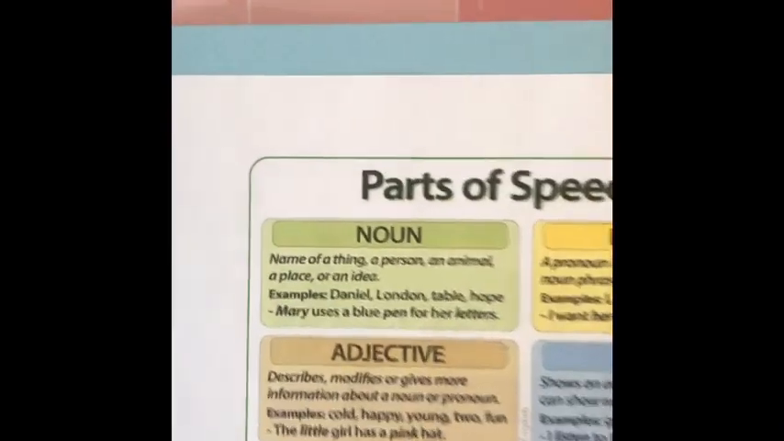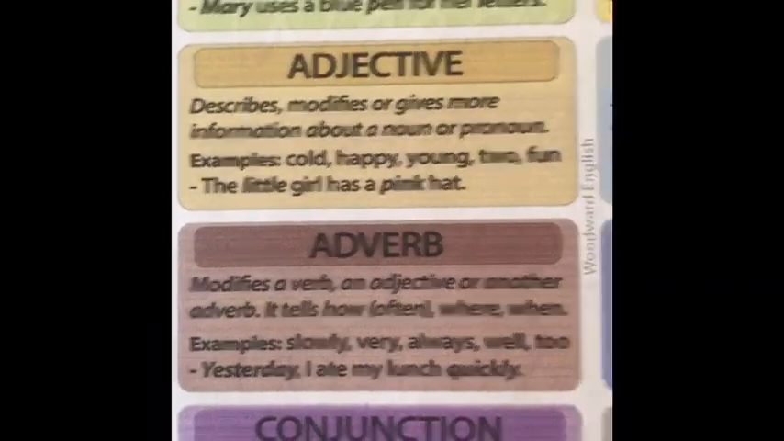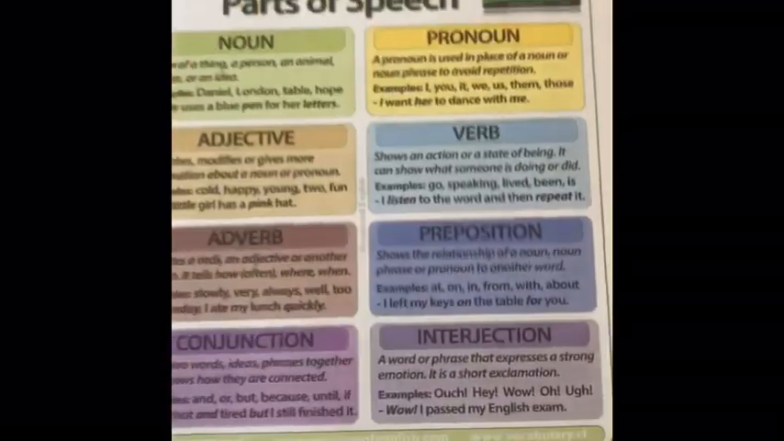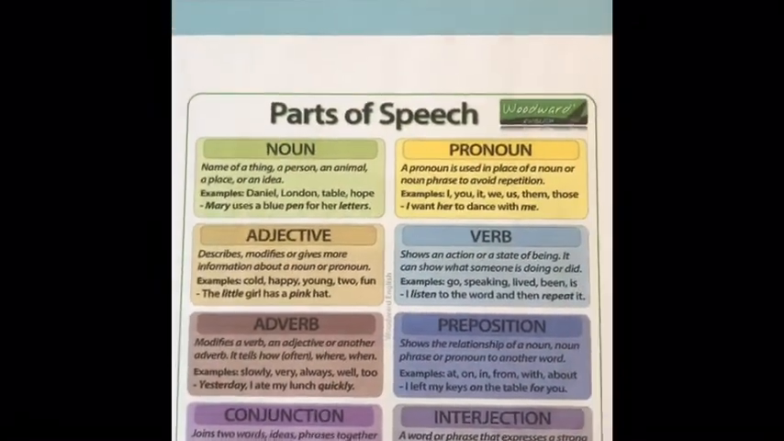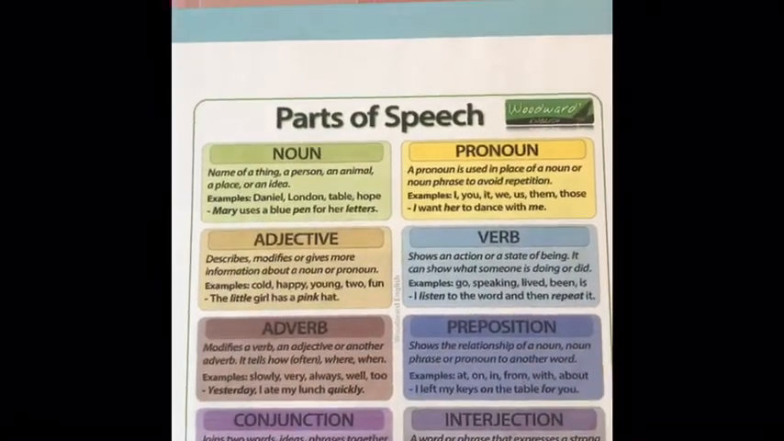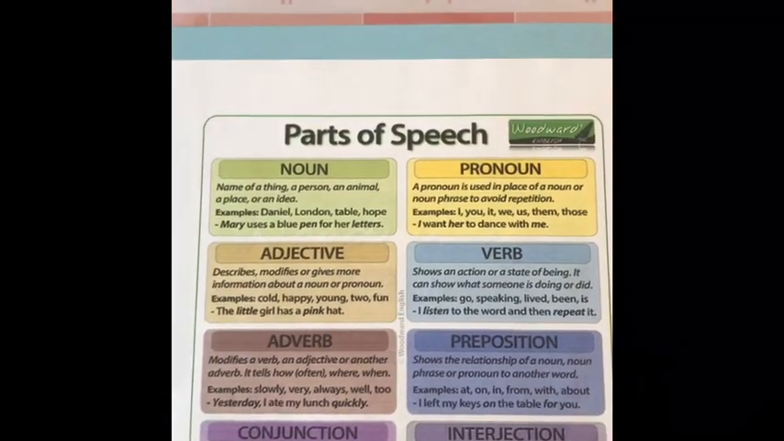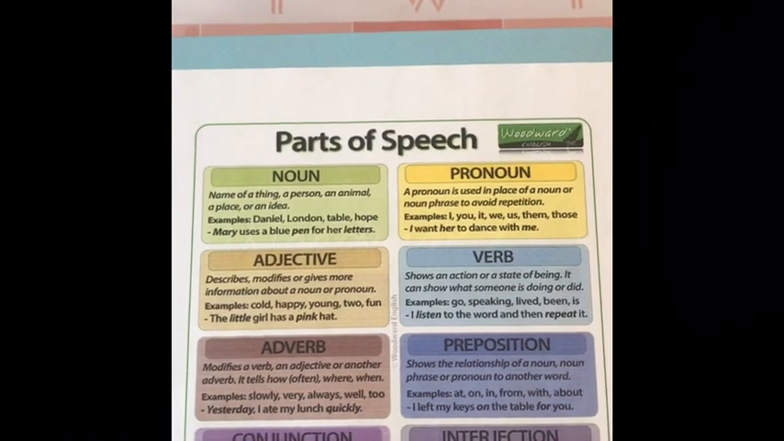We've got noun, pronoun, adjective, verb, adverb, preposition, conjunction, and interjection. The ones that I'll go over with you today are just going to be a review of noun, pronoun, adjective, and verb. And adverb too, because those are the ones that you'll mostly be using in your assignment today. So you can take a look at preposition, conjunction, and interjection on your own.